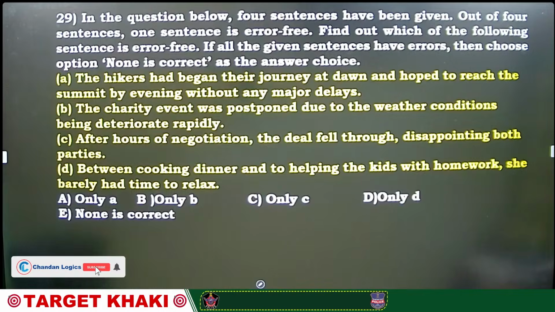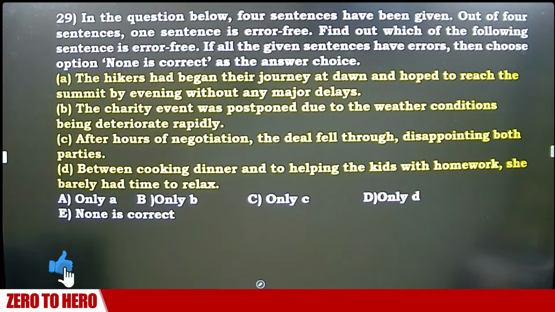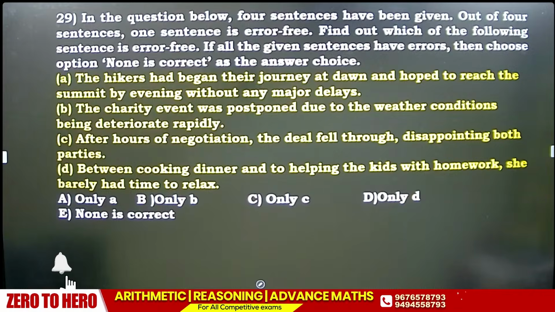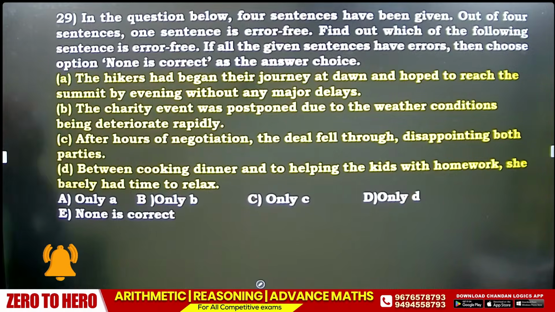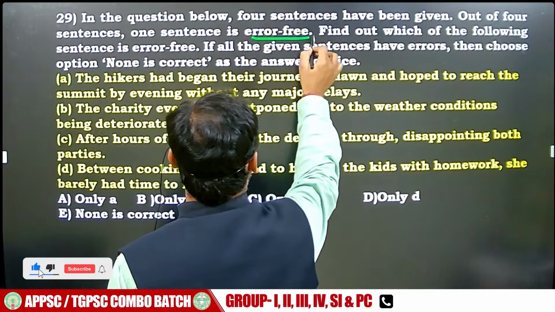Question number 29. Can I get your answer now? Again, which statement is incorrect? No. Out of the four sentences, one sentence is error-free.